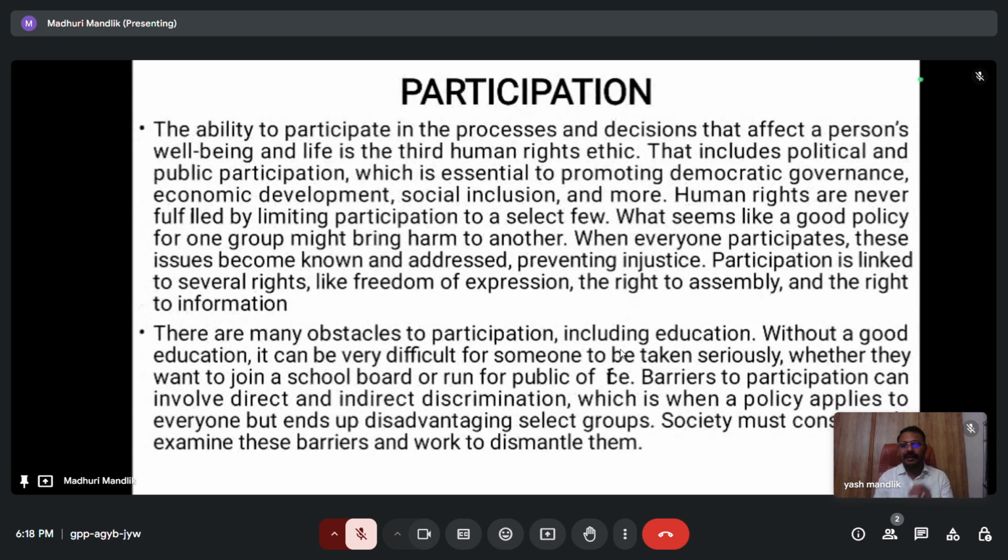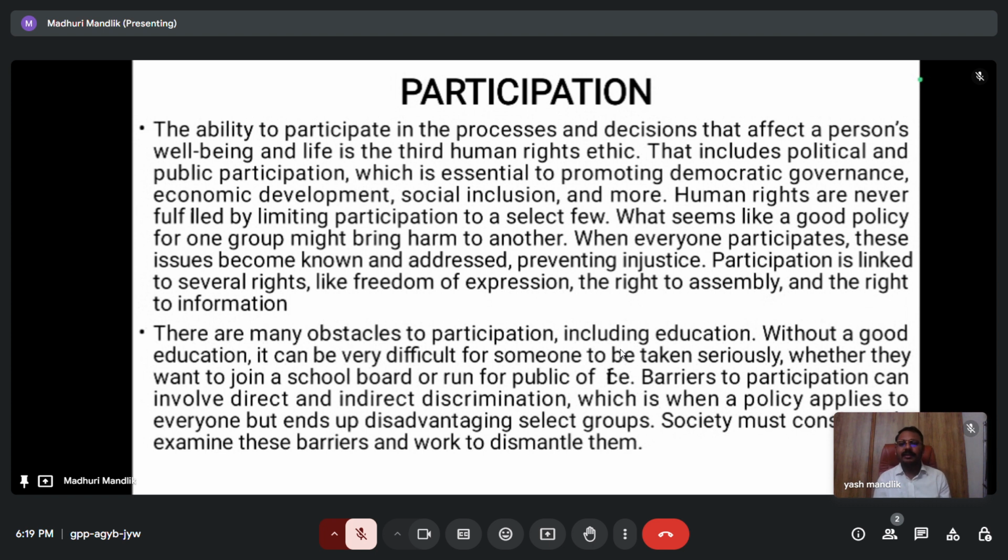Next is participation. The ability to participate in the processes and decisions that affect a person's well-being and life is the third human rights ethic. It includes political and public participation, which is essential for promoting democratic governance, economic development, social inclusion, and more. Human rights are never fulfilled by limiting participation to a select few. What seems like good policy for one group might bring harm to another. When everyone participates, this issue becomes known and addressed, preventing injustice.